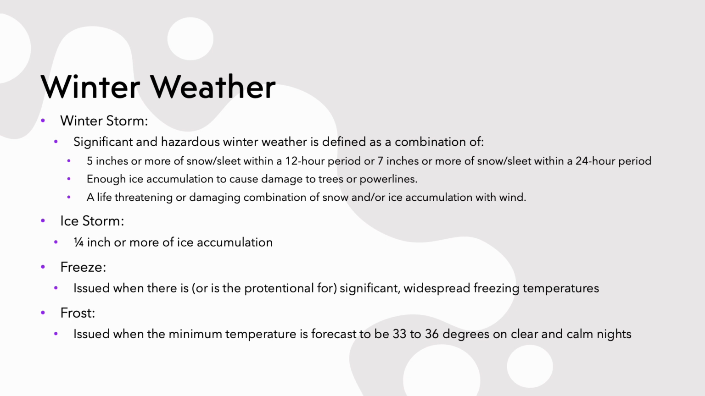An ice storm is going to be 1/4 inch or more of ice accumulation. This would be on trees and power lines and all that. A freeze is issued when there is or is potential for widespread freezing temperature. And a frost is issued when the minimum temperature is forecasted to be between 33 and 36 degrees on a normal, clear, calm night.